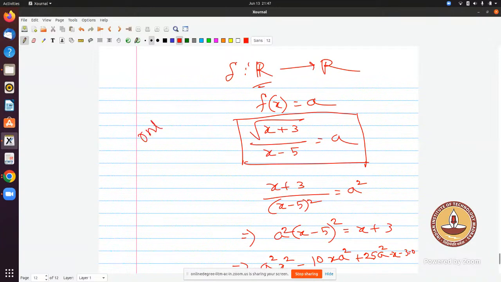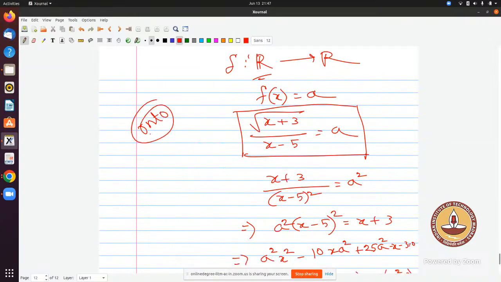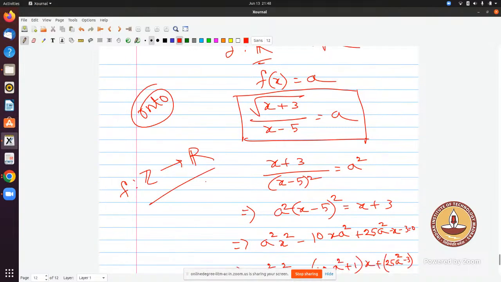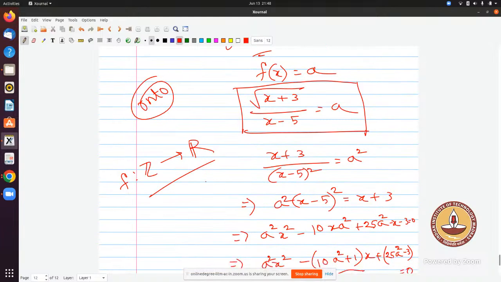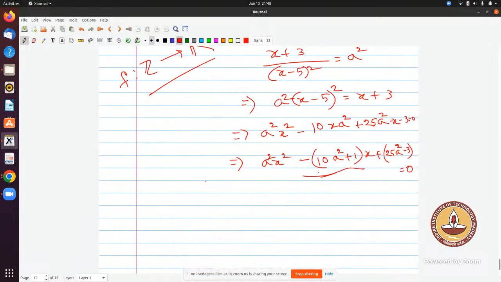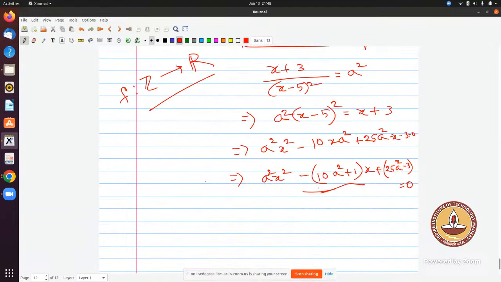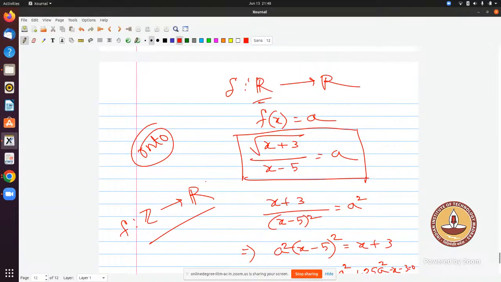Then this is onto. But in our case, if the domain is Z, then it does not always guarantee that this x will always be an integer. That does not guarantee for any a, right? So there may be some a for which I am not getting any integer. So can you give me some example of a for which I am not getting any integer as an input?